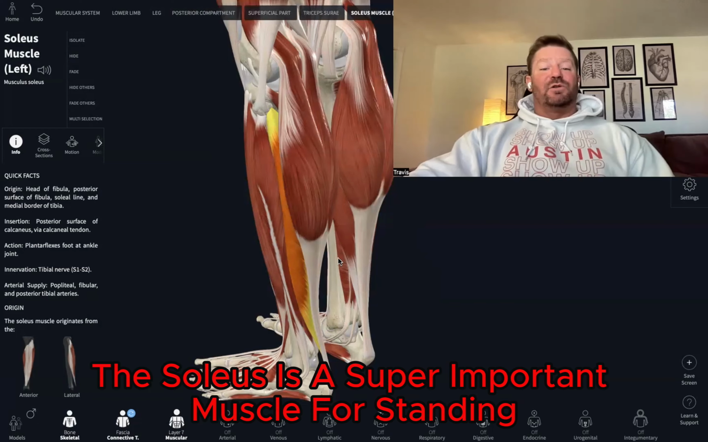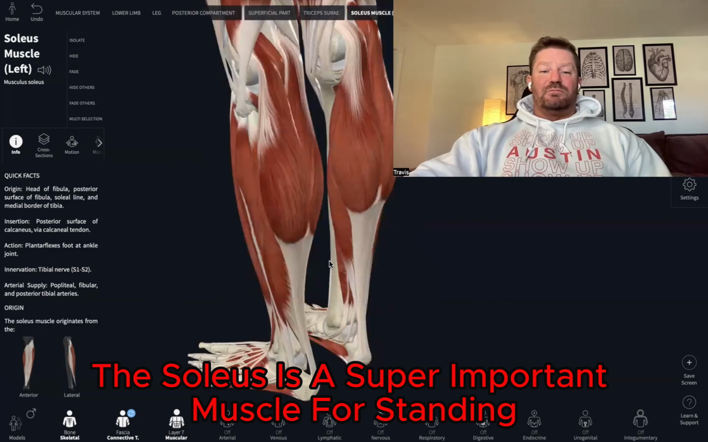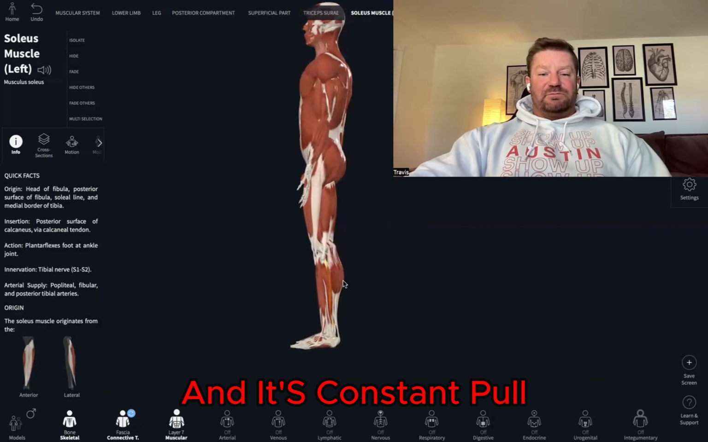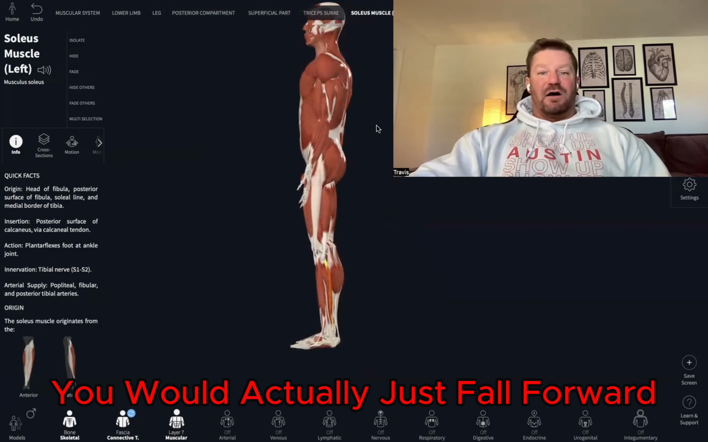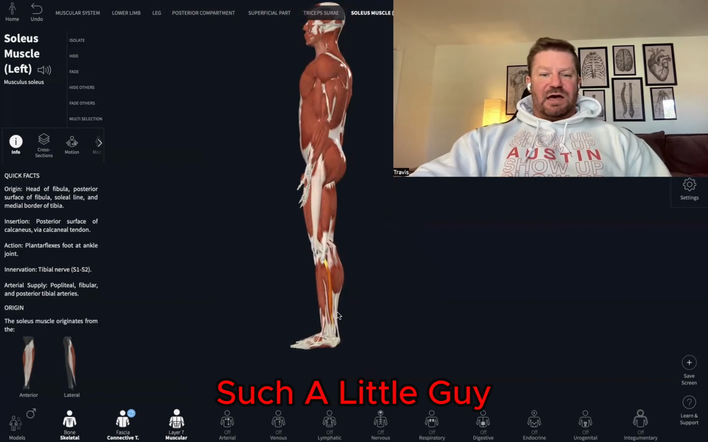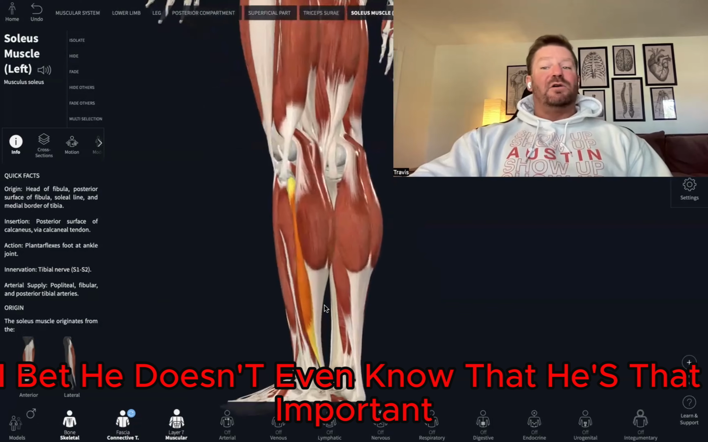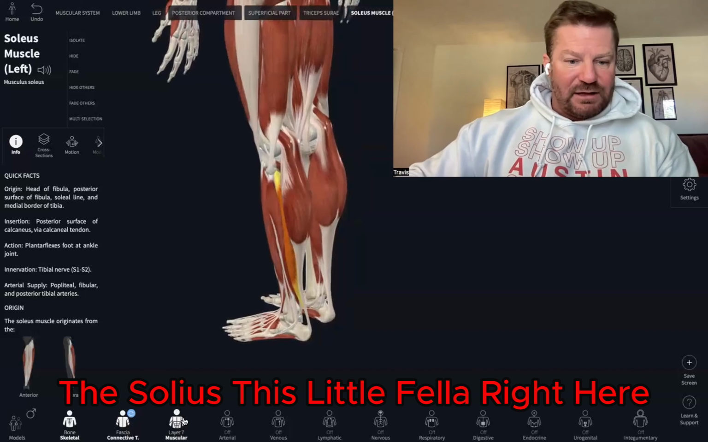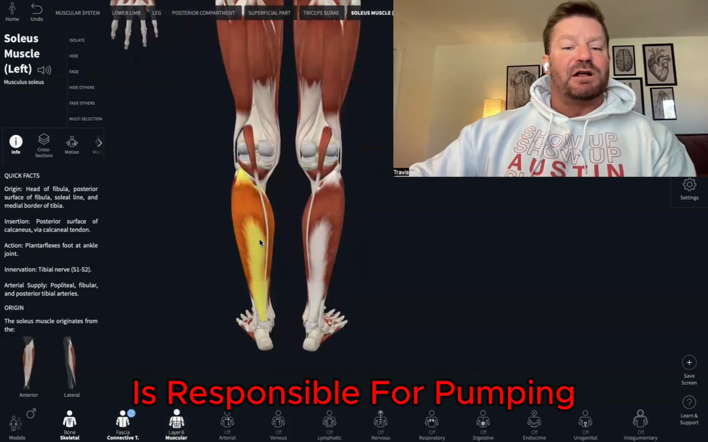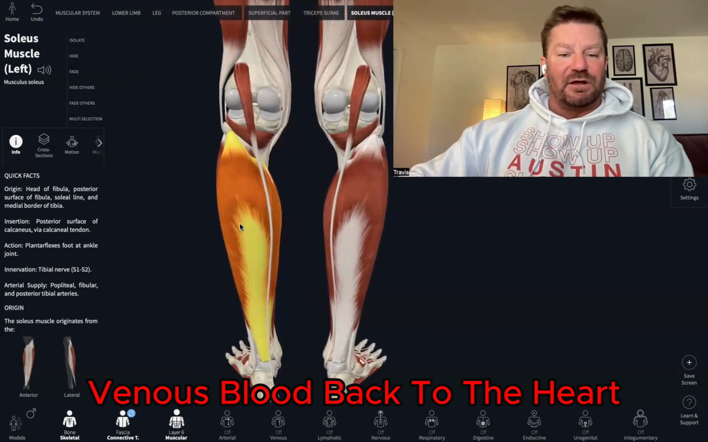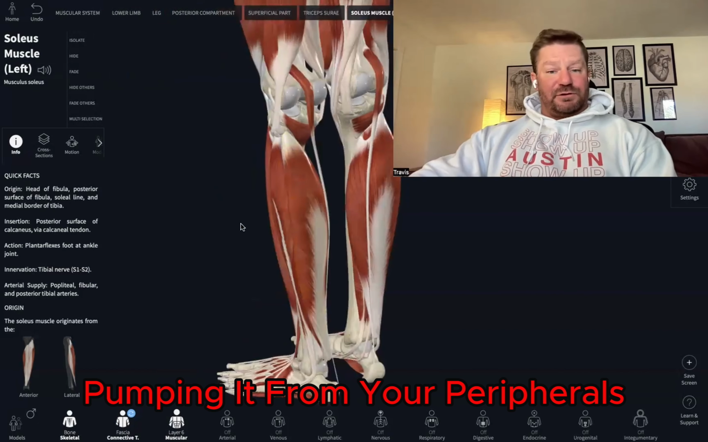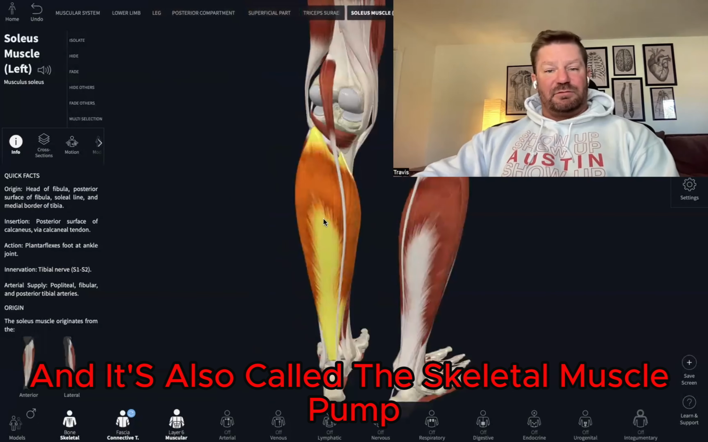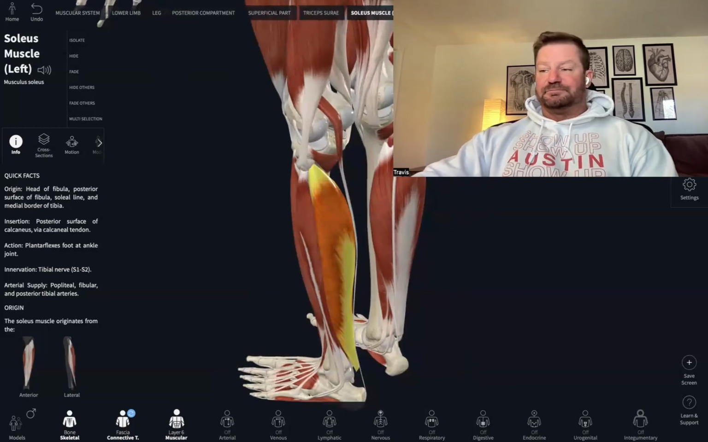Another fact is the soleus is a super important muscle for standing. If it wasn't for the soleus and its constant pull, you would actually just fall forward. Crazy, right? Such a little guy, and he's so important. I bet he doesn't even know that he's that important, but he is. Also, in the upright posture, the soleus is responsible for pumping venous blood back to the heart, pumping it from your peripherals, all the way down here, back up. And it's also called the skeletal muscle pump. Interesting. Pretty fun fact for you.